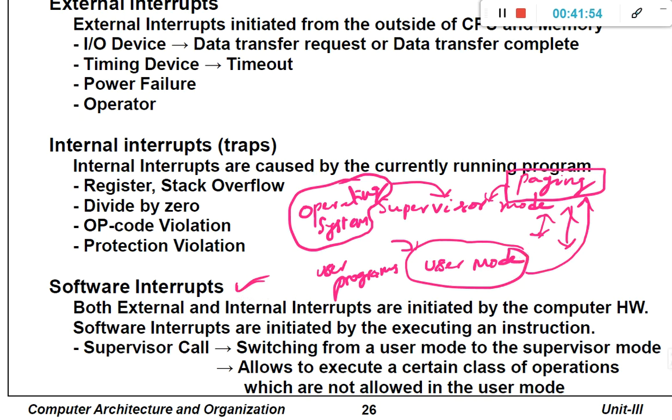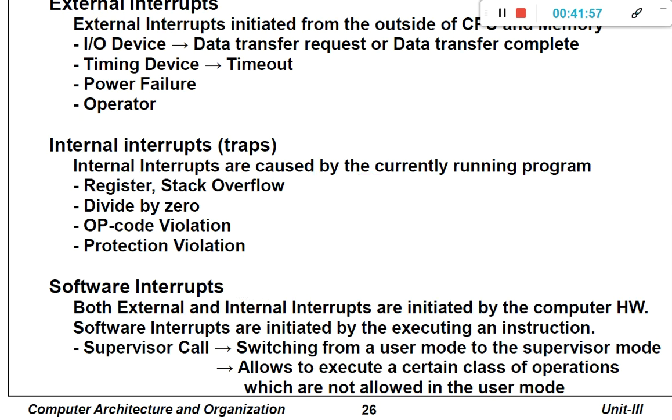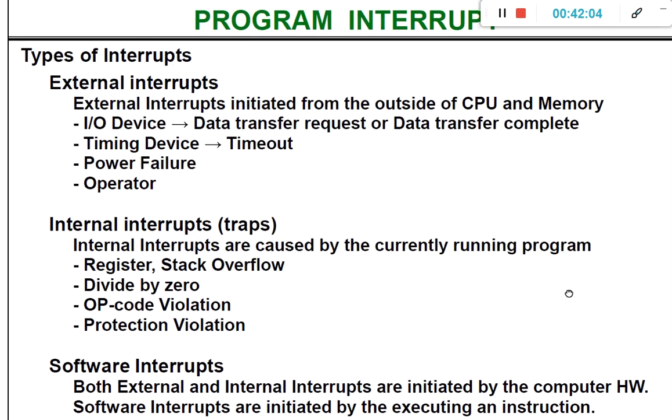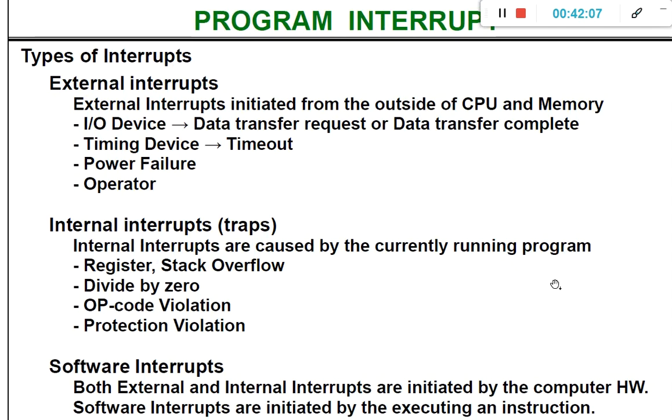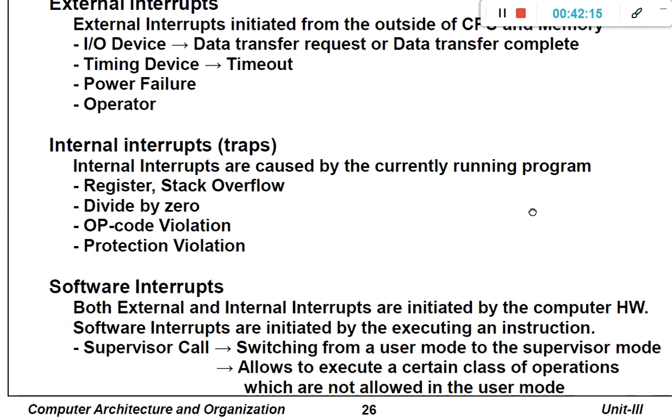So there are three different categories of interrupts available. They are external interrupts, which we have seen previously. Internal interrupts are generated by the currently running program. And software interrupts are generated whenever there is some illegal access during the supervisory mode as well as the user mode execution of instructions by the processor.